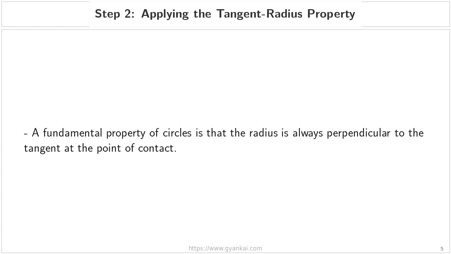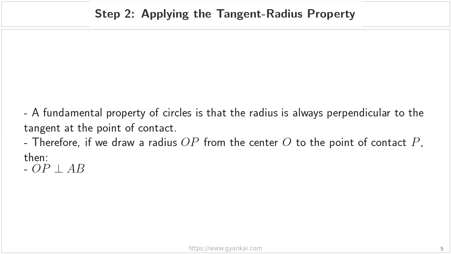Now that we have identified that the line segment AB is indeed a tangent to our smaller circle, let's move on to step 2, where we apply a fundamental property of circles. One of the most important rules you need to remember is that a radius is always perpendicular to the tangent at the exact point where they meet.